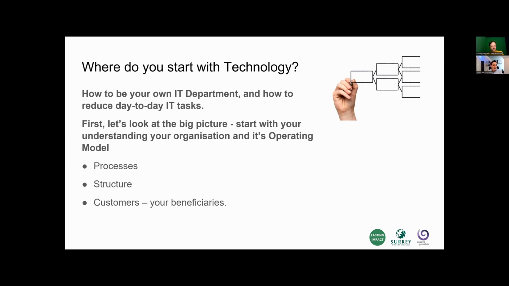So I'm going to start off with, how do you be your own IT department? How do you reduce those day-to-day IT tasks? And where we're going to start on this is looking at the big picture.